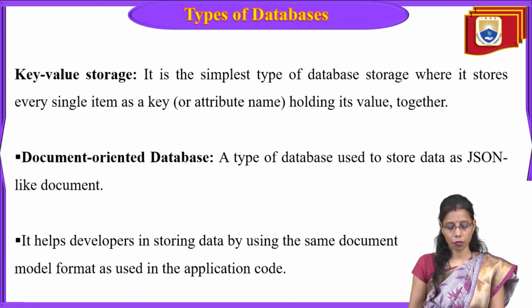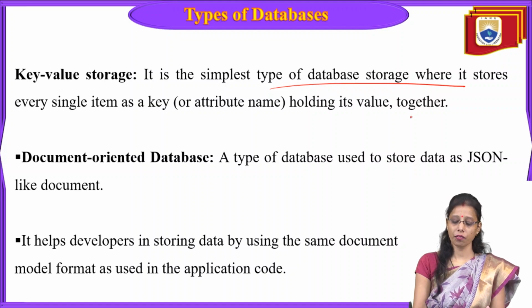Let us understand what key value storage is. It is the simplest type of database storage, where it stores every single item as a key, meaning an attribute name, holding its value together. So key value storage is the simplest type of database storage.